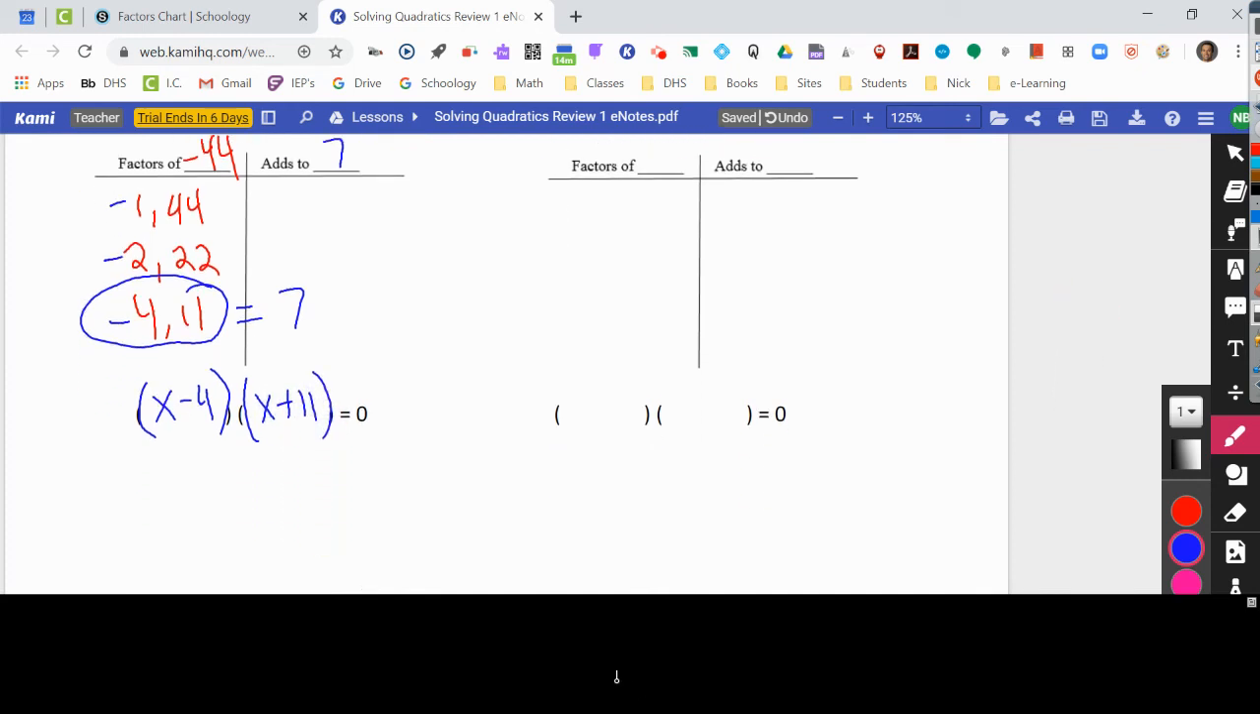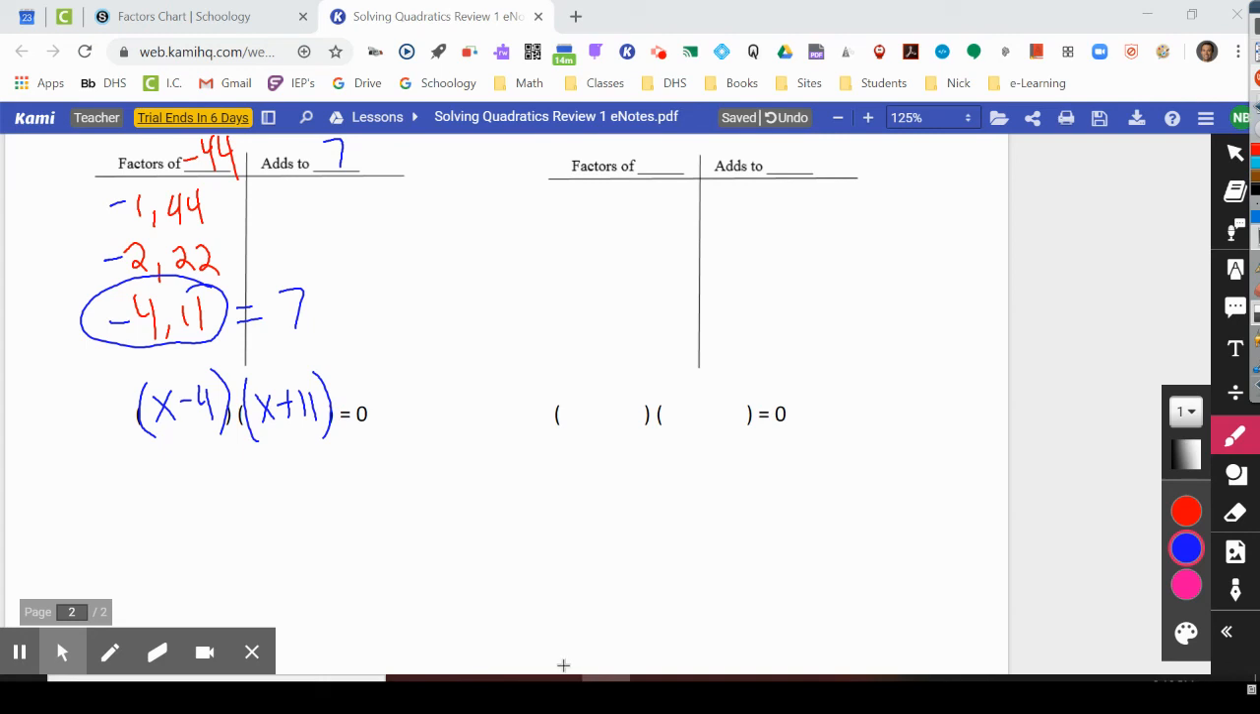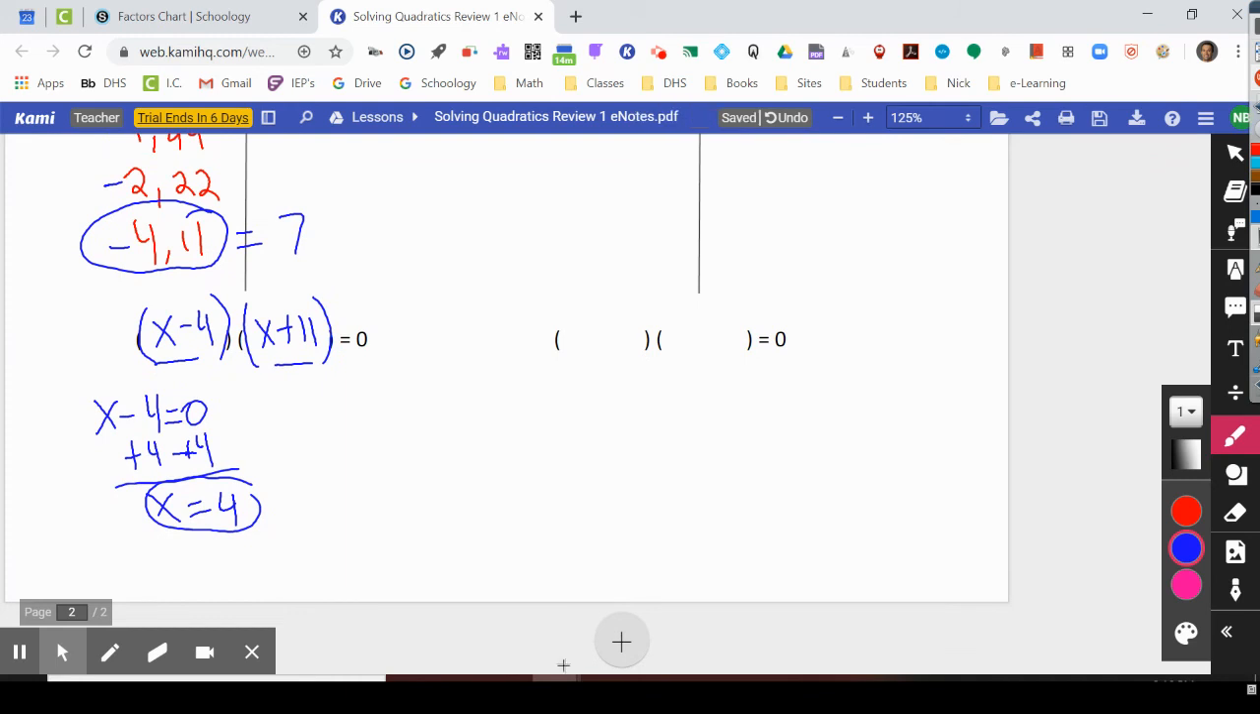Now that I've factored this, I'm ready to solve it. I can see that x minus 4 is equal to 0. I add 4 to both sides, and x is equal to positive 4. I can do the same thing with x plus 11 is equal to 0. I subtract 11 on both sides, and I get x is equal to negative 11.